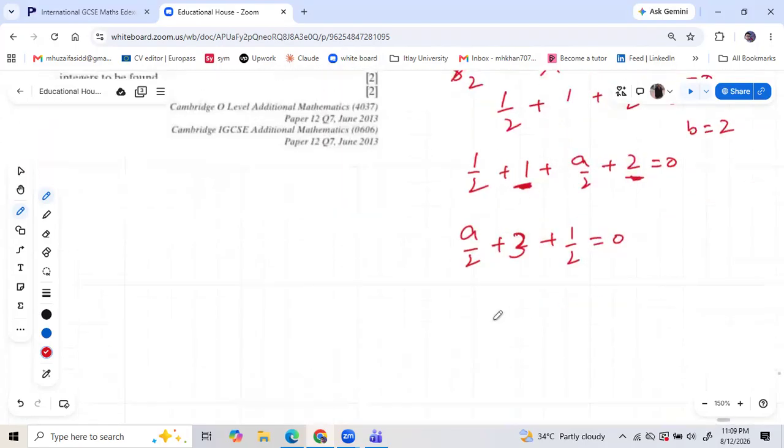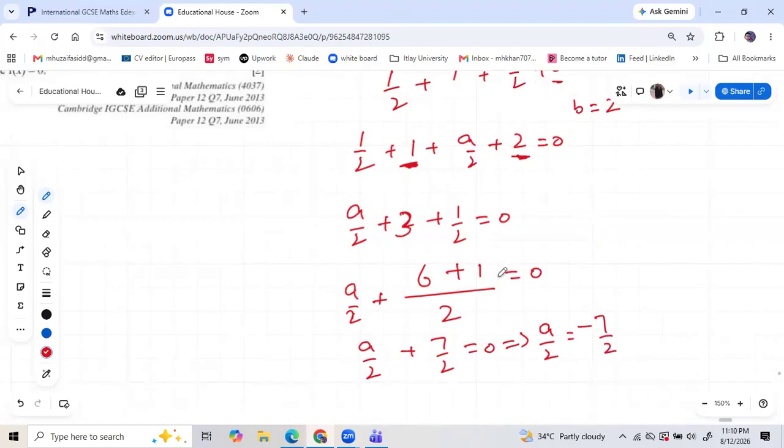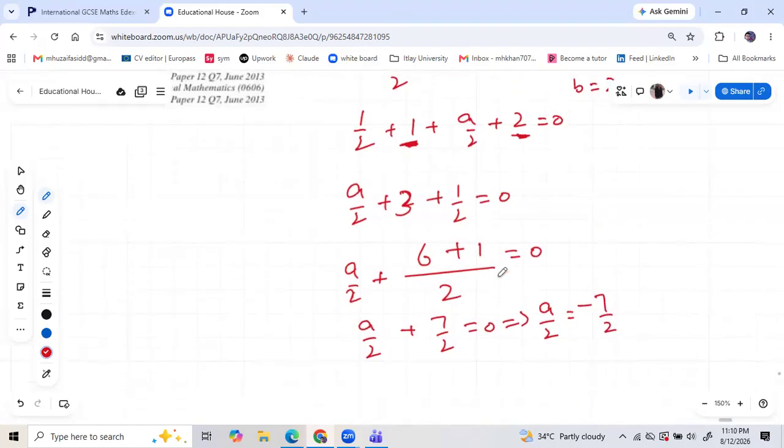So look at it here. A over 2, here we take the LCM. This is 2, 6 plus 1 is equal to what? So our a over 2 plus 7 over 2 is equal to 0. So it gives a over 2 is equal to minus 7 over 2. Did you get it? Yeah, I got it. Then we multiply 2 on both sides. So a is equal to what? This is minus 7.